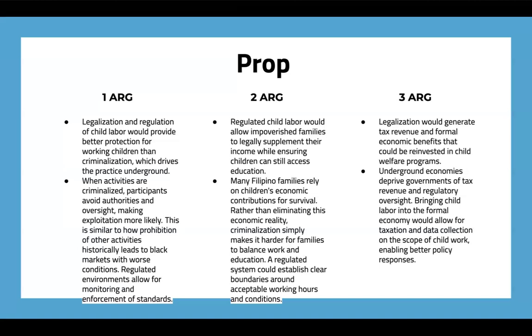But now, without going on a tangent, no more. Another idea would be that regulated child labor would also allow impoverished families to legally supplement their income while ensuring children can still access education. Of course, this is a very non-optimal option, as we would love that families made enough to survive and to feed their children. However, realistically, there is a certain percentage of families who are not able to do so, who need the help of their children to eat and survive, who need more people working in their family.